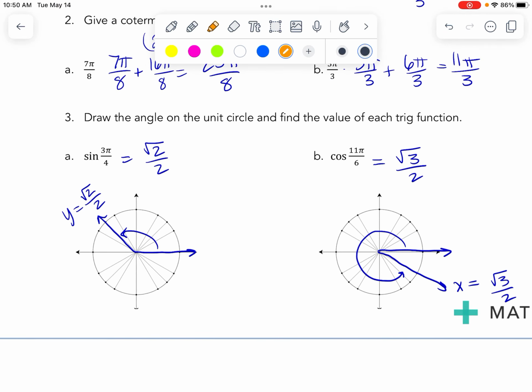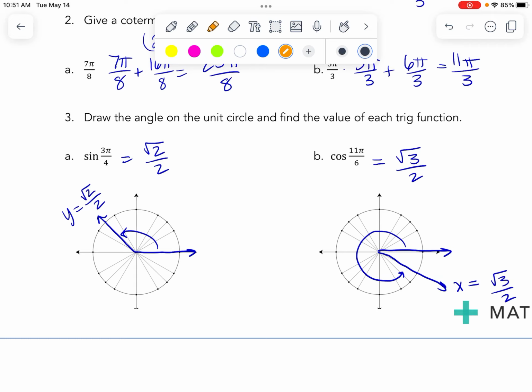And then for these, where sine of 3 pi over 4, again, look at your unit circle to figure out where that is going to be. Your y value is rad 2 over 2. So that's your sine of the 3 pi over 4 angle, and that's going to be positive because the y is positive in the second quadrant. For cosine of 11 pi over 6, again, that's in the fourth quadrant, and in the fourth quadrant, your x values are also positive. So again, using your unit circle.